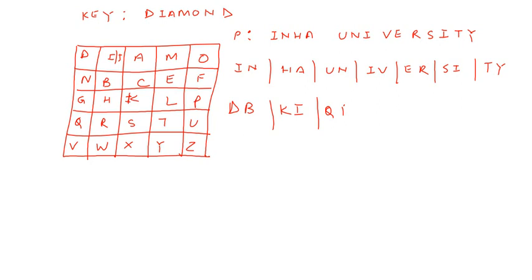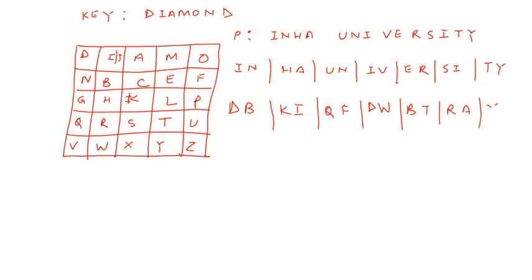Now I and V, again different. So for I it will be D, and for V it will be W. Now E and R. E is here, R is here, again different. So for E it will be B, and for R it will be T. S and I, again different. So for S it will be R, and for I it will be A. And T and Y, same column. So for T it is going to be Y, and for Y it is going to be M.